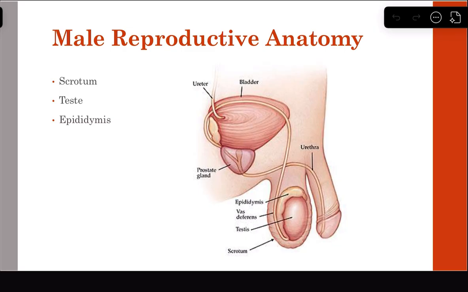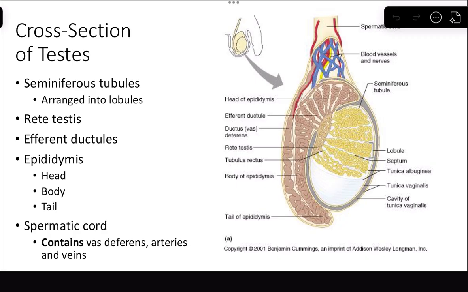So let's zoom in on this next slide, slide 5, into a bit more of a closer look at these testes. And as you can see, there are going to be several substructures that you need to be able to recognize on your practical. Let's start with it. Each of these testes is covered by a dense connective tissue capsule. We're going to call that the tunica albuginea. Albuginea literally means white tunic, right? You can see that over here. It's the tunica albuginea, and there's also a more superficial layer around that called the tunica vaginalis, right?